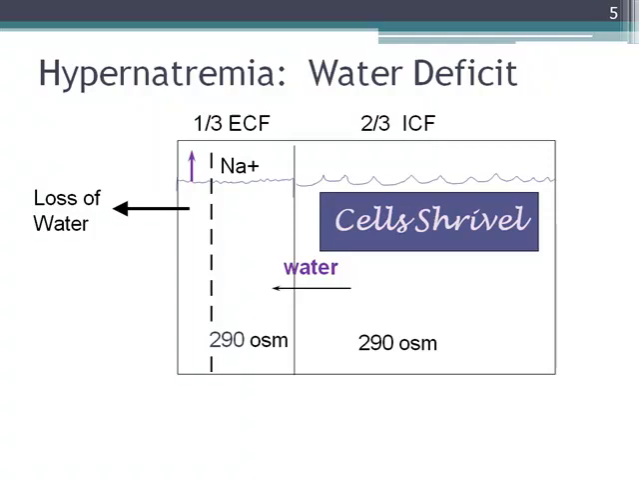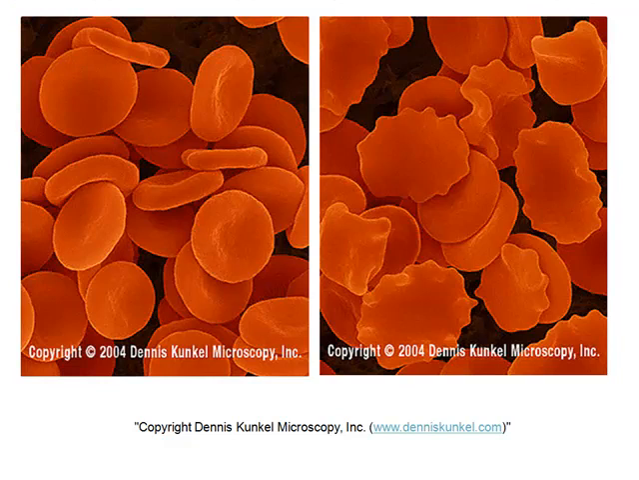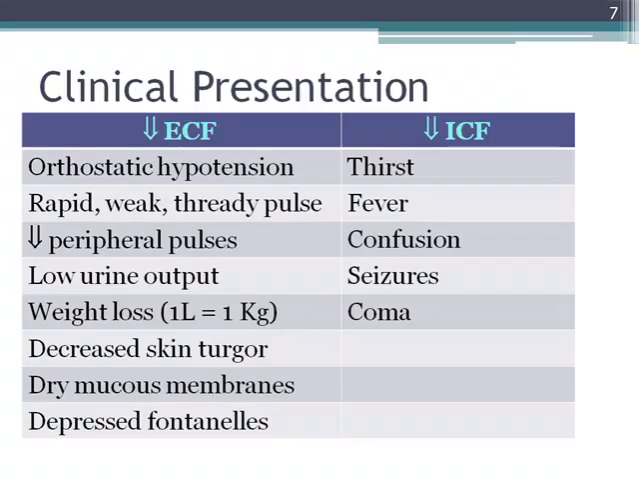Now, if the cells in your skin shrivel up, we don't care too much. If the cells even in your muscles shrivel up, we don't care too much. Where we care is that the cells in your brain shrivel up. And as a result of this, we have mental status changes. There's some shriveled up red blood cells.